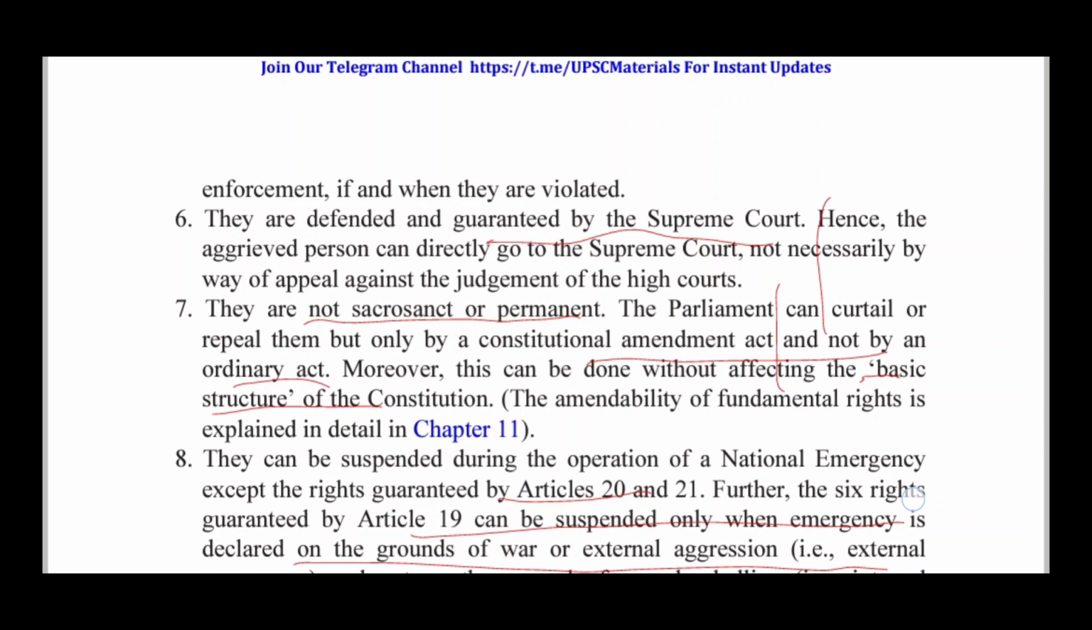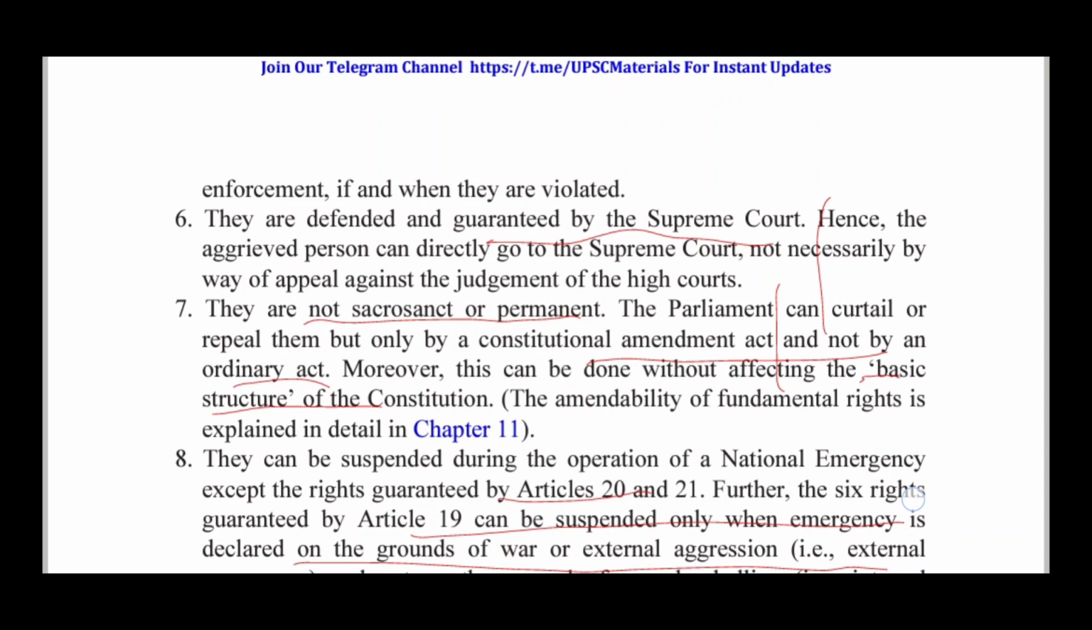But in case of fundamental right, there is no channel. We can directly go to the Supreme Court, because Supreme Court is the guarantor or the defender of the fundamental right, which is mentioned in the Constitution under Article 32, which itself is a fundamental right.